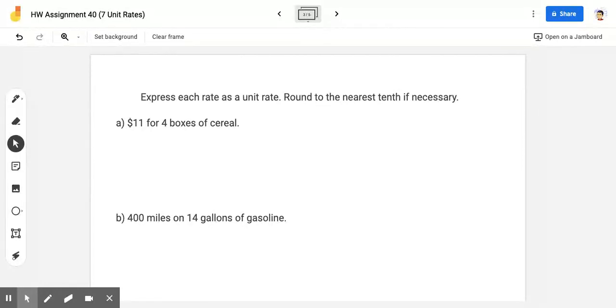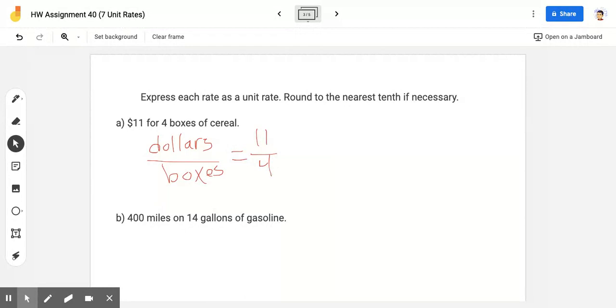So let's just start off here. We have $11 for 4 boxes of cereal. So I like to write my rates out in words first. So we have dollars over boxes, which is equal to 11 over 4.